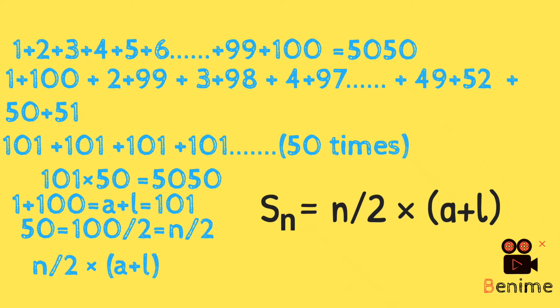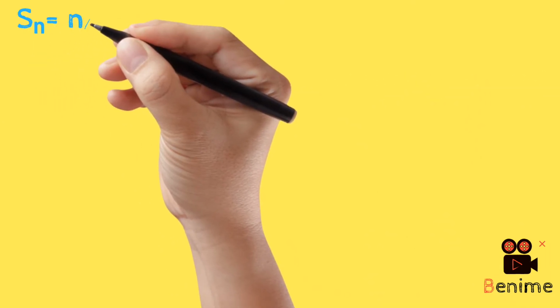In this formula, n means the number of terms, a means the first term, while L means the last term. So this formula is used when you have your last term. But there are some situations where you might not be given your last term, but you are given an extra piece of information, which is the common difference.